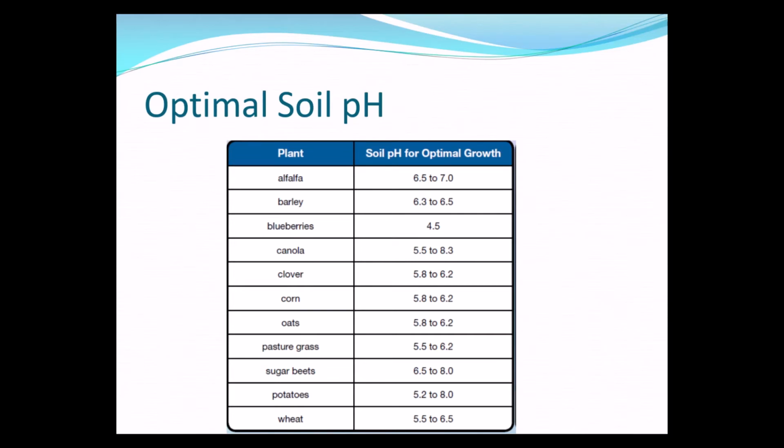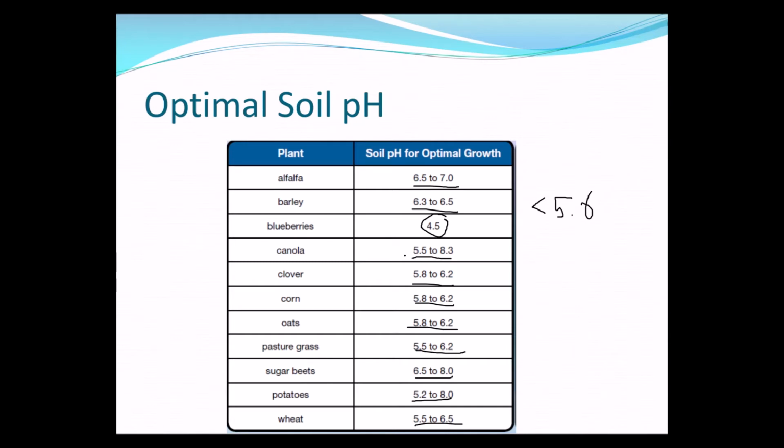So another bad thing with acid rain is that it affects soil pH. These are different plants, and these are their optimal soil pH. If you have acid rain, which is anything below 5.6, what you'll find is that alfalfa will not grow, barley will not grow, blueberries will do just fine, canola doesn't grow very well, and these others won't grow either. Potatoes would do okay, but the types of plants that you can grow diminish quite a bit.